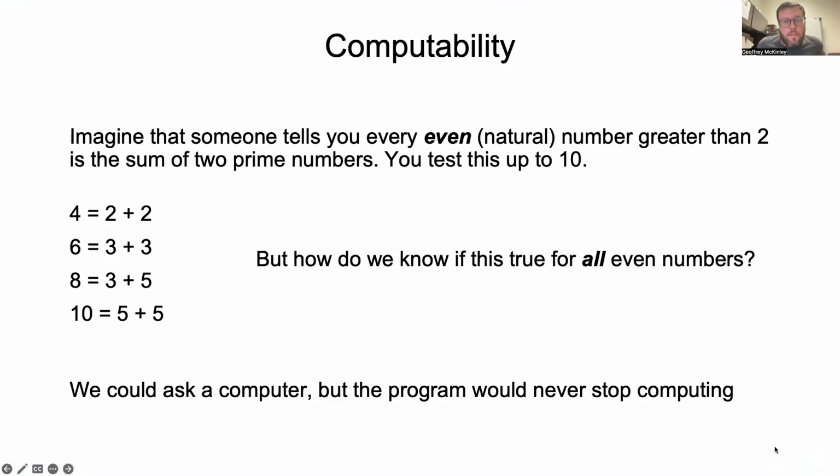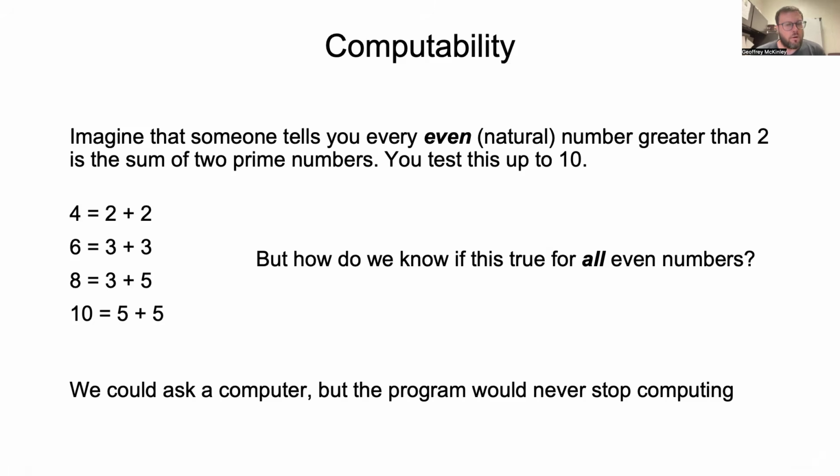So, what is computability? Imagine that somebody tells you that every even natural number greater than 2 is the sum of two prime numbers. So you test this up to 10, right? So you go, okay, 4 is an even number. That can be the sum of two prime numbers, 2 plus 2. 6 is another even natural number, which can be the sum of two prime numbers. 8 can be the sum of two prime numbers, and also 10 can be the sum of two prime numbers. Okay, so cool. You've tested it up to 10.